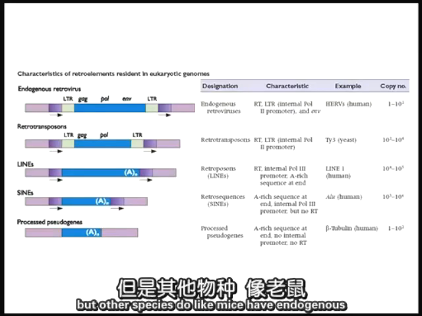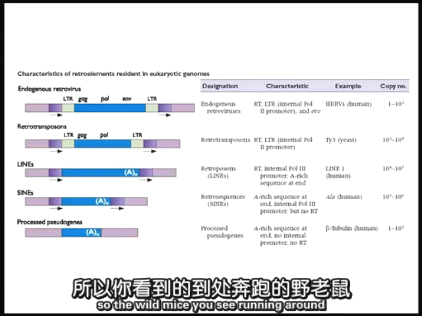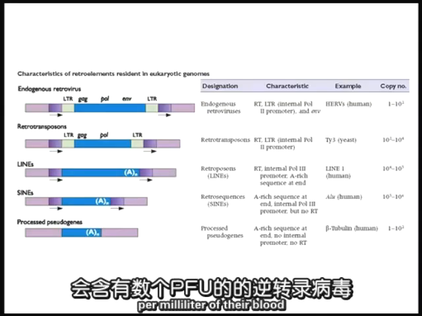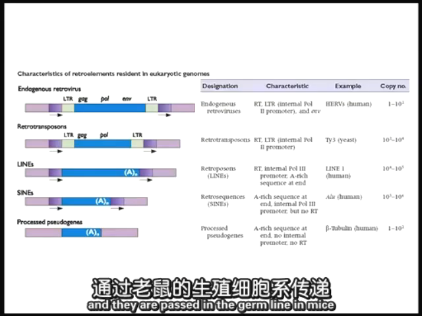But other species do, like mice have endogenous murine retroviruses in their genome, and they make particles. So the wild mice that you see running around have a few PFU of retroviruses per milliliter of their blood that's produced from these endogenous viruses. And they're passed in the germline in mice.